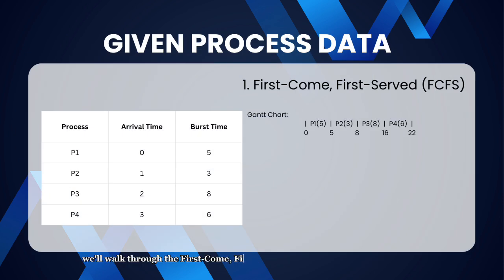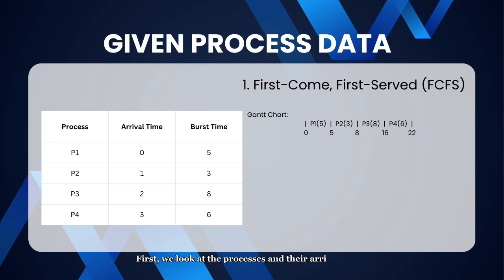We'll walk through the first come first serve or FCFS scheduling algorithm using a simple set of processes. Let's consider the following processes with their respective arrival times and burst times. In the FCFS scheduling algorithm, the process that arrives first gets executed first, like standing in line at a store. As you can see, there is a Gantt chart there. The Gantt chart shows how these processes will be executed.